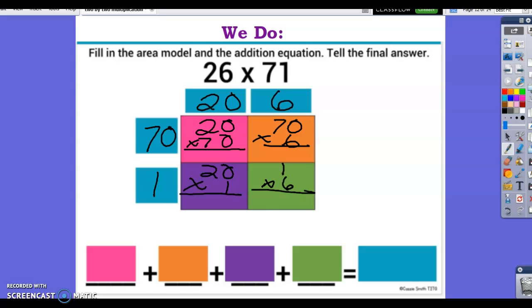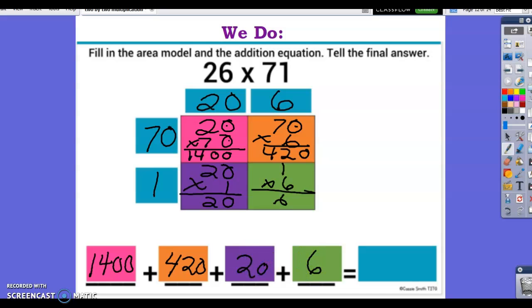2 times 7, 14. I add 2 zeros. 7 times 6 is 42. I add 1 zero. 20 times 1 is 20. 6 times 1 is 6. So you should have had a 1,400. You should have had 420. You should have had 20. You should have had a 6.